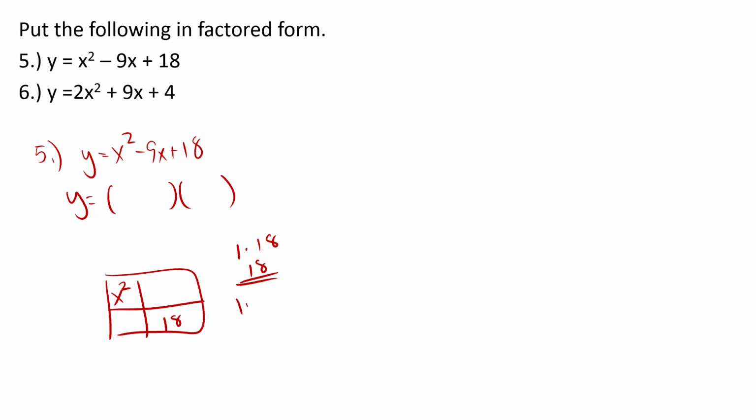And so I have 1 times 18, 2 times 9, and 3 times 6 are my candidates. Right here, if that's a negative 3 and a negative 6, that will add up to negative 9.